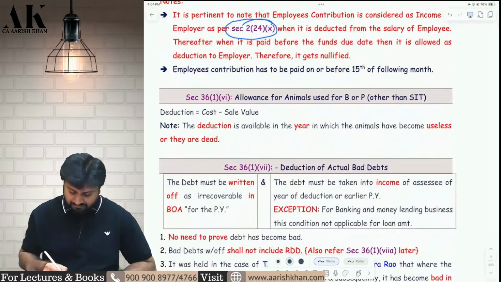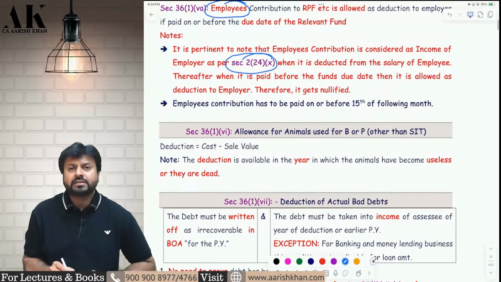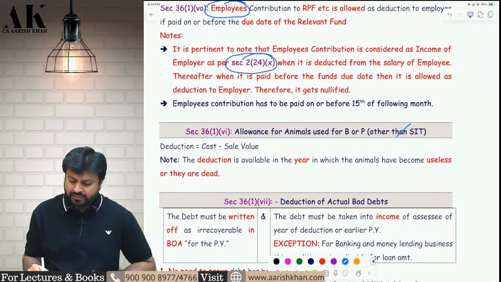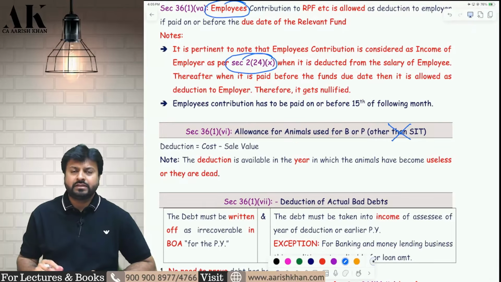Okay. Next one. Allowance for animals. If I am purchasing any animals other than stock in trade, I am purchasing the animal like an asset, not as a stock. So it is not allowed as a deduction in the year of purchase. Suppose I purchase an animal for 30,000 rupees. It is not allowed as a deduction in the year of purchase.